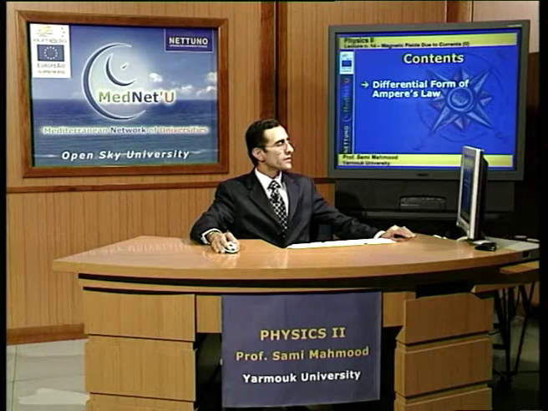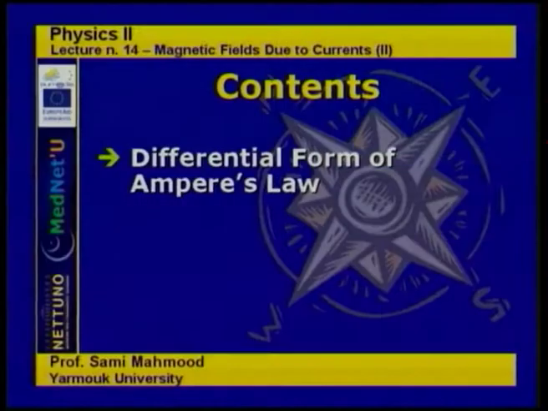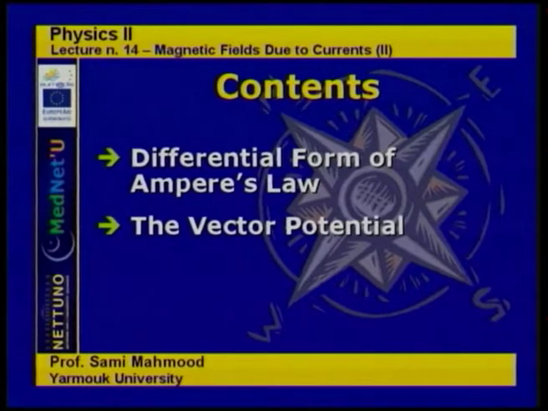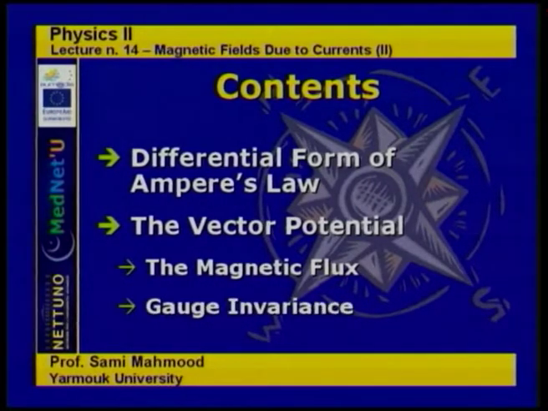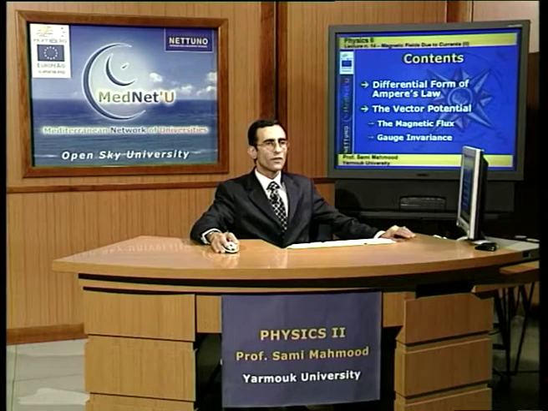And then we will derive the differential form, or the local form, of Ampere's law. And then we will introduce a new concept, which is the vector potential, and we will derive the magnetic flux in terms of that, and we will discuss the gauge invariance of the magnetic fields.